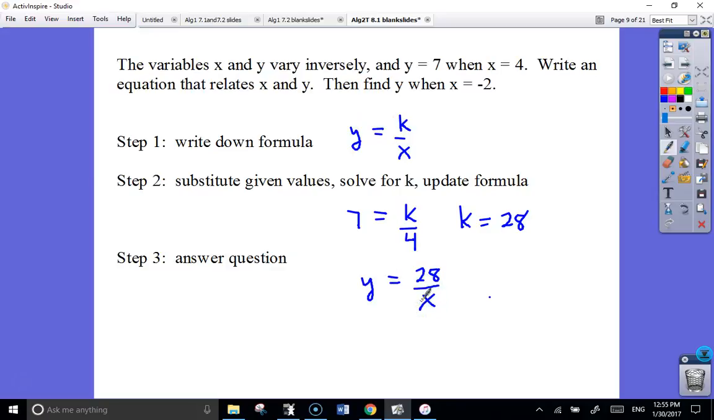And then finally I can answer a question. Find y when x equals negative 2. Y equals 28 over negative 2, which is negative 14.